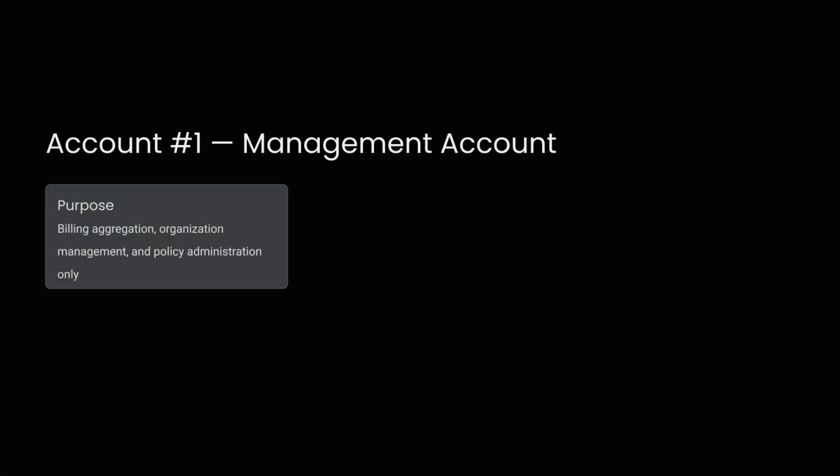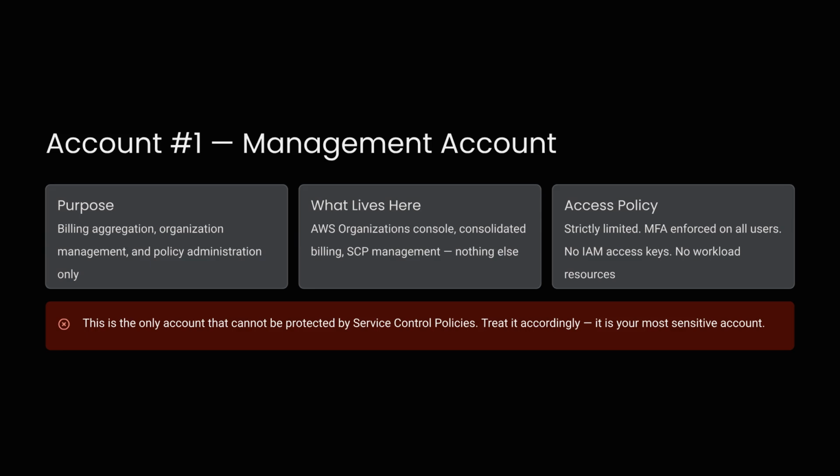Account number 1 is the management account. Its purpose is solely for billing aggregation, organization management, and policy administration. It houses the AWS Organizations console and consolidated billing, but no workload resources. This is the most sensitive account and cannot be protected by service control policies, so strictly limit access and enforce MFA. Account number 2 is the production account, hosting all customer-facing infrastructure where revenue lives.